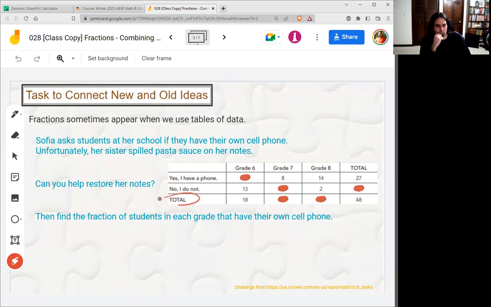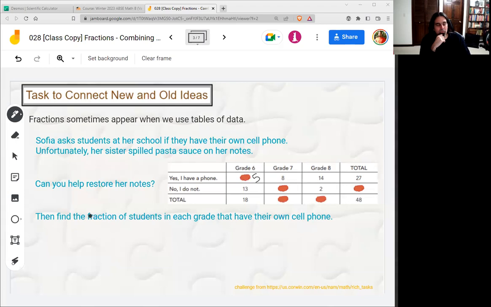Notice that these two numbers have to add up to 18. These two numbers have to add up to that spot, and so on. And there's also totals here. So these three numbers will add up to 27, and so on. I'm going to pause it while we work on this.